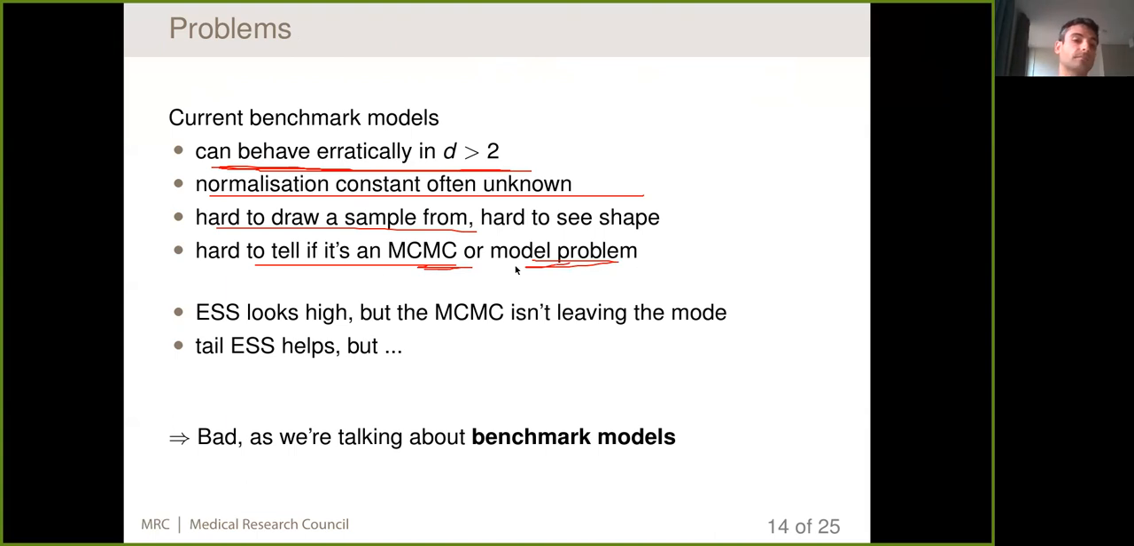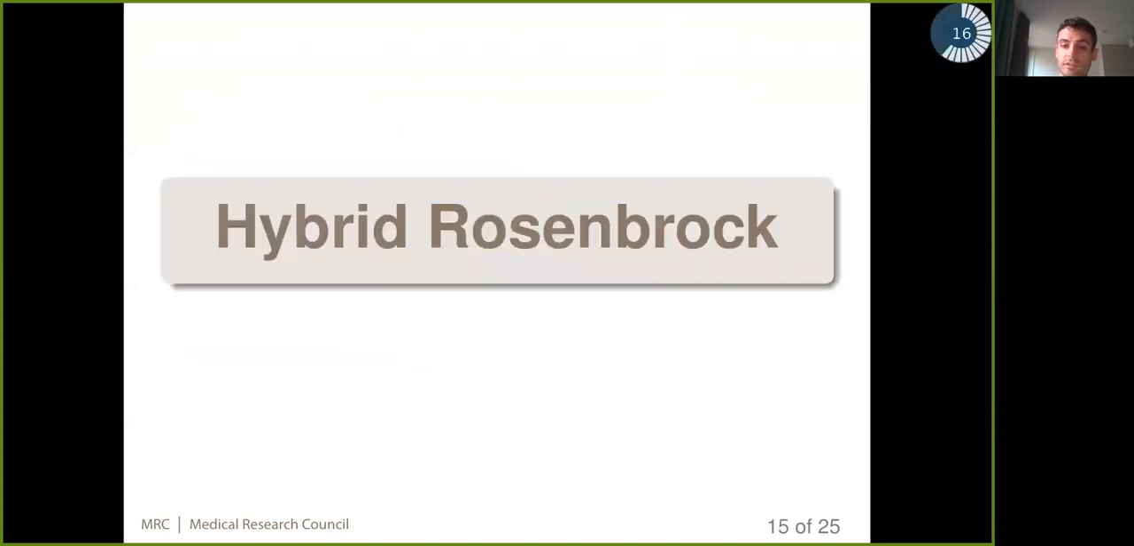And even though the effective sample size, which is a common indicator to look at, looks high, it may be that the MCMC is not actually leaving the mode of the distribution. And you can obviously look at the tail ESS in this case, but then we're talking about a benchmark model, right? Things should be easier than that, at least in my opinion. And this is why I started working on the Hybrid Rosenbrock distribution.